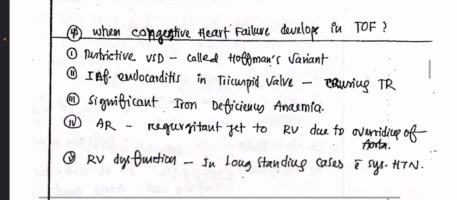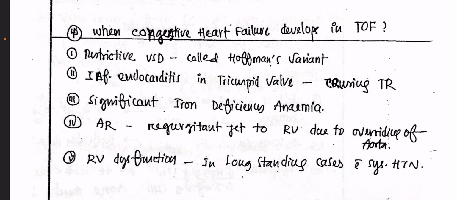When does congestive heart failure develop in TOF? In restrictive VSD, called Hoffman's variant, infective endocarditis of the tricuspid valve causing TR, significant iron deficiency anemia, aortic regurgitation with regurgitant jet to RV due to overriding of aorta, RV dysfunction in long-standing cases with systemic hypertension.